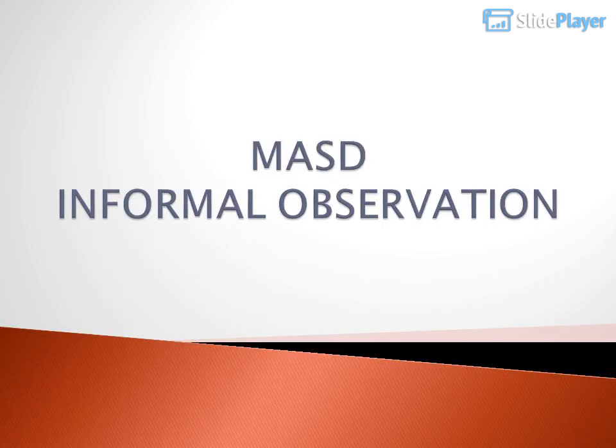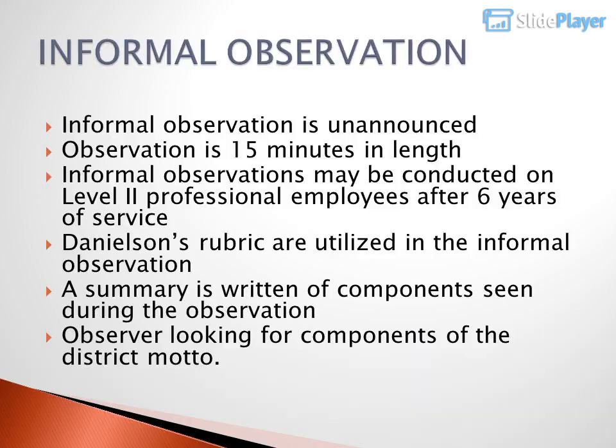Informal observation. Informal observation is unannounced. Observation is 15 minutes in length. Informal observations may be conducted on Level 2 professional employees after 6 years of service. Danielson's rubric is utilized in the informal observation. A summary is written of components seen during the observation. Observer looking for components of the district motto.